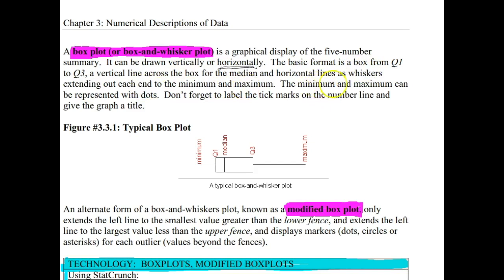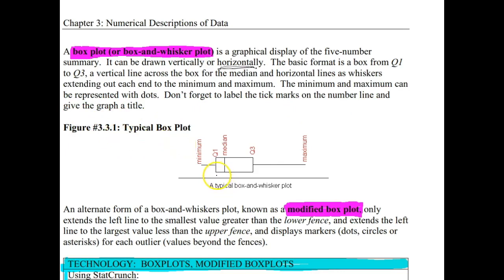And then we've got horizontal lines that kind of look like whiskers that extend out from the center of the box out to each end to the min and the max. So the minimum and maximum can be represented with dots. So don't forget to label the tick marks on the number line and give the graph a title. So figure 3.3.1 gives us a picture of a typical box plot.